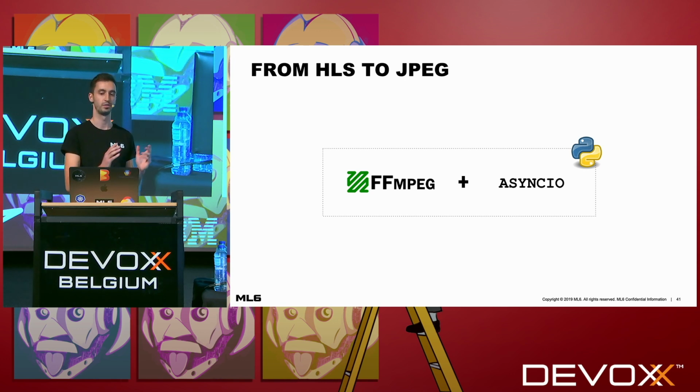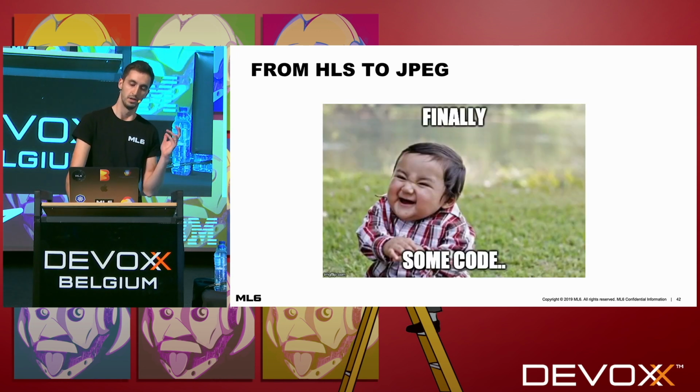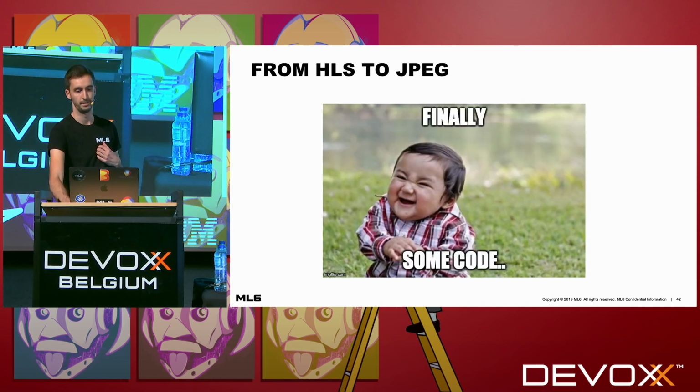The things we used for the transcoder: we need to go from HLS, which is HTTP Live Streaming, to JPEG frames. For this we use the FFmpeg package, which is a very well-known library for video transformations, and we used it together with asyncio to do some asynchronous processing to publish into Pub/Sub, our message queue. So let's get into some code, right?